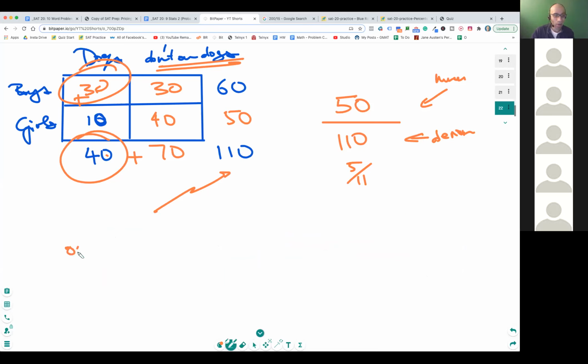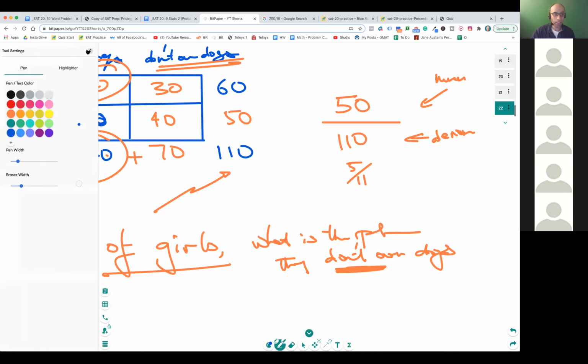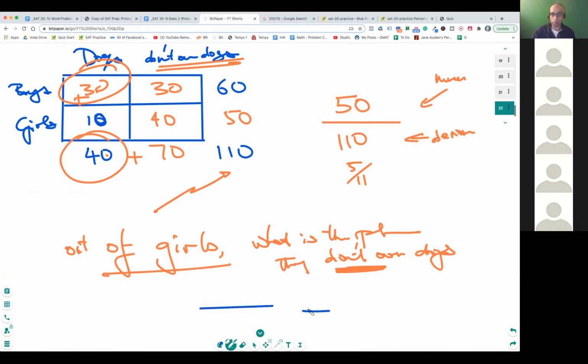Out of girls, what is the probability that they do not own dogs? So what does it mean? First of all, in the denominator, and this is the most confusing part, out of girls is the important number. Out of so many girls, how many girls are there total? There's only 50 girls. You can literally just scratch out the rest.